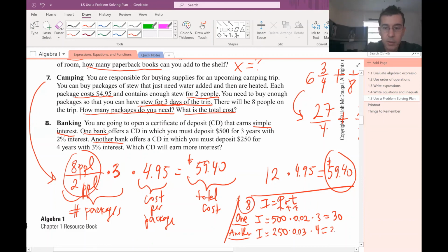Okay, so which CD will earn more interest? Neither. They both earn the same interest. Okay, so the answer is neither. Both earn the same interest.